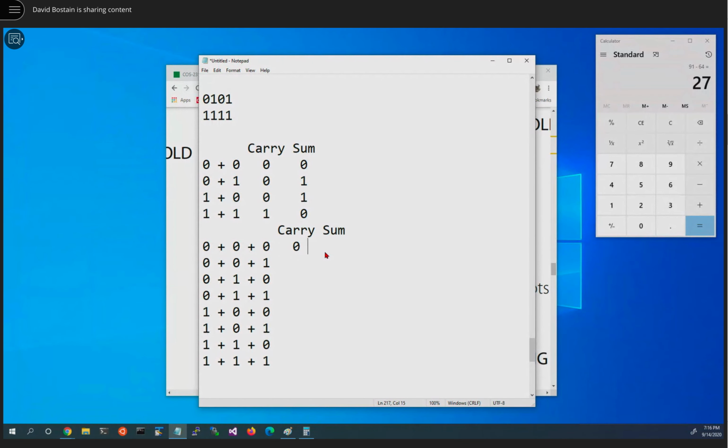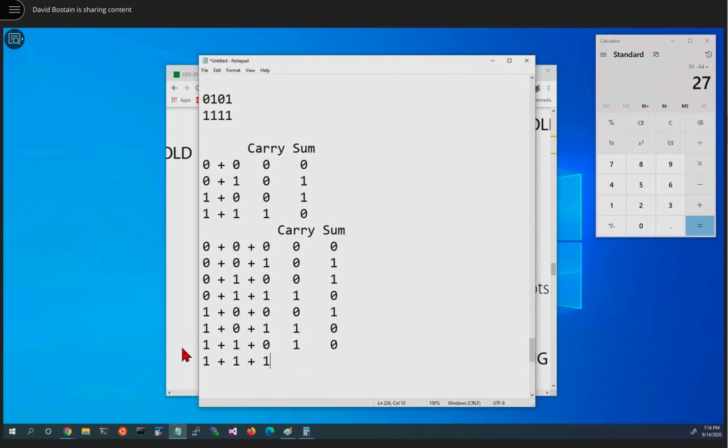Again, this is zero, this is zero. In the case where we have only one one, we get no carry, but we have a sum. Notice that that happens multiple places. Happens here, it happens here, and it happens there. What if we add two ones together with no carry? That gives us the number two. So we're going to get a carry, but no sum. And again, that case happens multiple places.